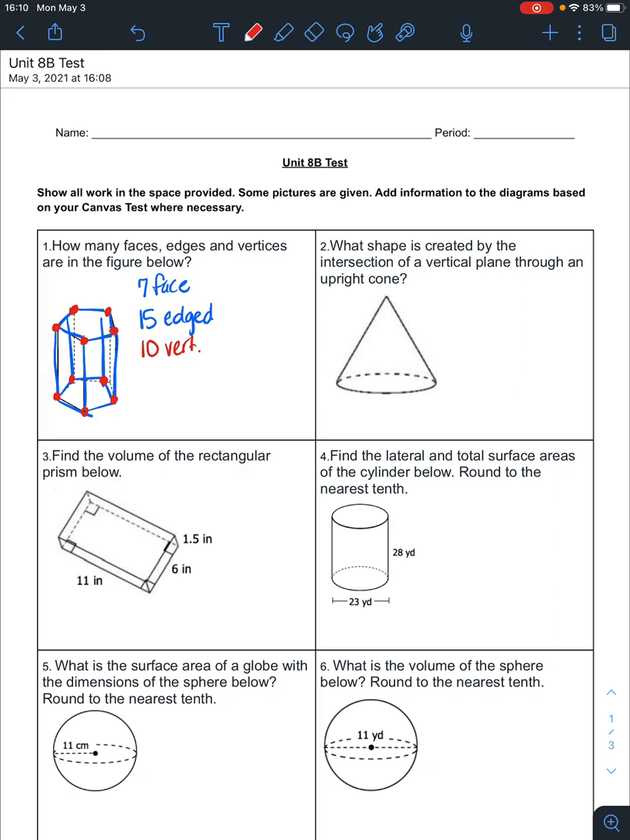Okay, so faces, you're looking for flat surfaces. Edges, you're looking for the segments where the planes come together. And then your vertices, you're looking for where your segments come together, your corners.